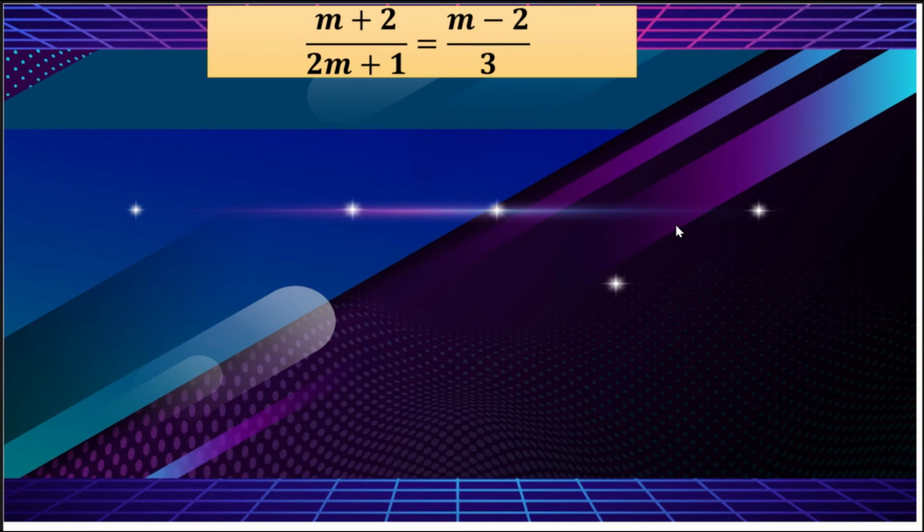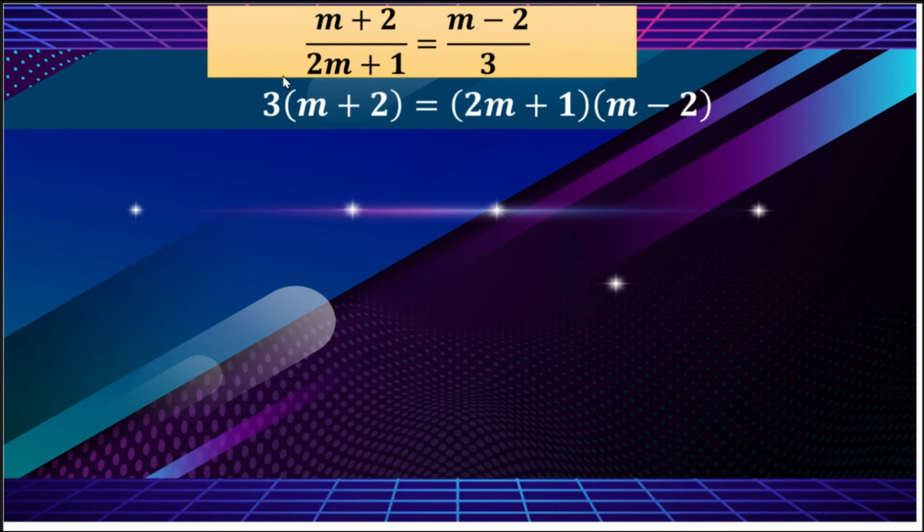Next, how about if our example is like this? m plus 2 over 2m plus 1 is equal to m minus 2 over 3. The first step is that if we have a fraction like this, with binomials, we are going to use the cross product property. So we are going to cross multiply. We're going to multiply m plus 2 times 3 and 2m plus 1 times m minus 2.